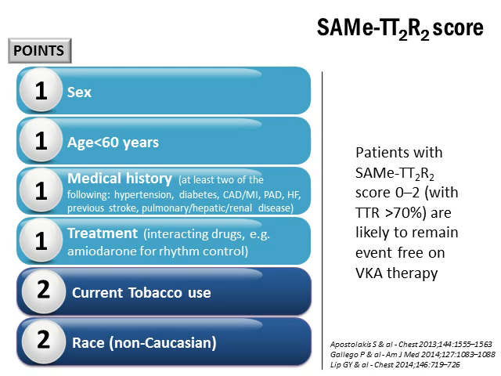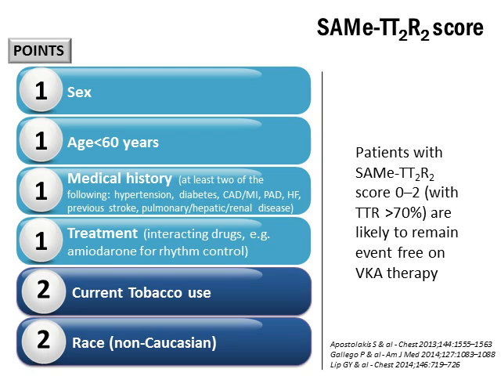There is a score which is called the SAMe-TT2R2 score. You can see here the score, including 1 point for sex, female, age below 60, 1 point for medical history, at least 2 of hypertension, diabetes, coronary artery disease, peripheral artery disease, heart failure, previous stroke, pulmonary, hepatic, or renal disease. 1 point for treatment with interacting drugs, for example, amiodarone. 2 points for current tobacco use, and 2 points for race, for non-Caucasian race.